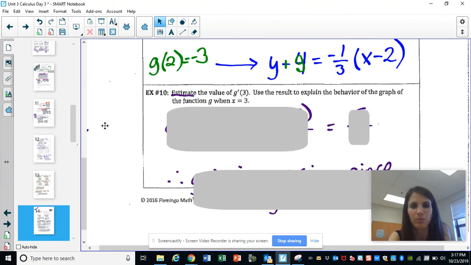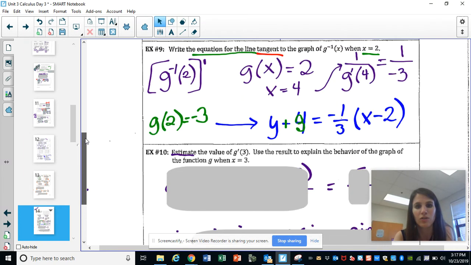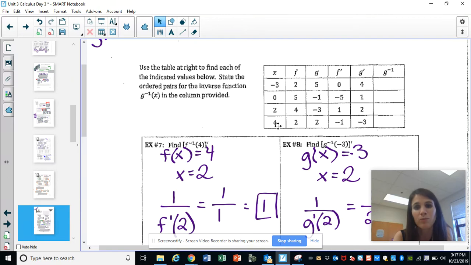All right, number 10 is a little bit different. Number 10 tells us to estimate the value of g prime of 3. Use a result to explain the behavior of the graph of the function g when x is equal to 3. All right, so when it says estimate, that means that we don't have an exact value. So if we look back up here, g prime of 3, well, there's no x value of 3 that we can use to estimate g prime. So instead, we're going to have to just use our slope formula as close as possible to when x is 3. So x equals 3 would be right between x equals 2 and x equals 4. So therefore, we can use these 2 points, 2, negative 3, and 4, 2, in order to estimate the slope.